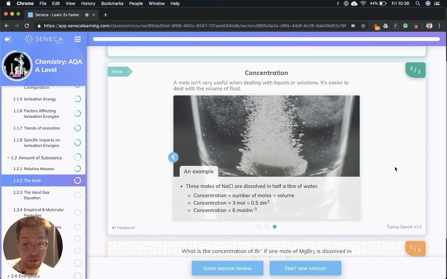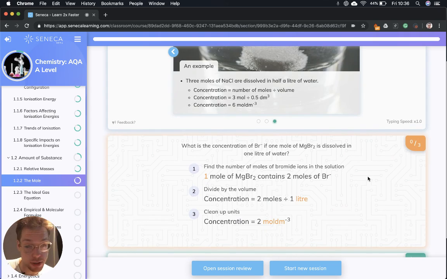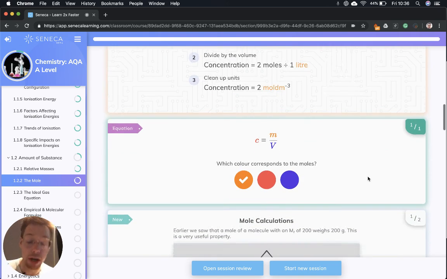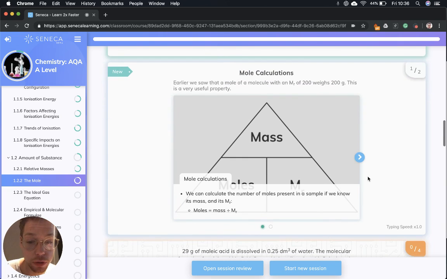So let's go through an example to really set that knowledge into place. If we have 3 moles of NaCl dissolved in half a liter of water, what is our concentration? If we think back to that equation I just went over, concentration is number of moles divided by volume. So we do 3 moles divided by 0.5 dm3. Remember, 1 dm3 is the same as a liter. So our concentration is 3 divided by 0.5, which is 6 mol dm to the minus 3. Easy peasy, right? You've got this. So again, that equation for concentration is moles divided by volume.